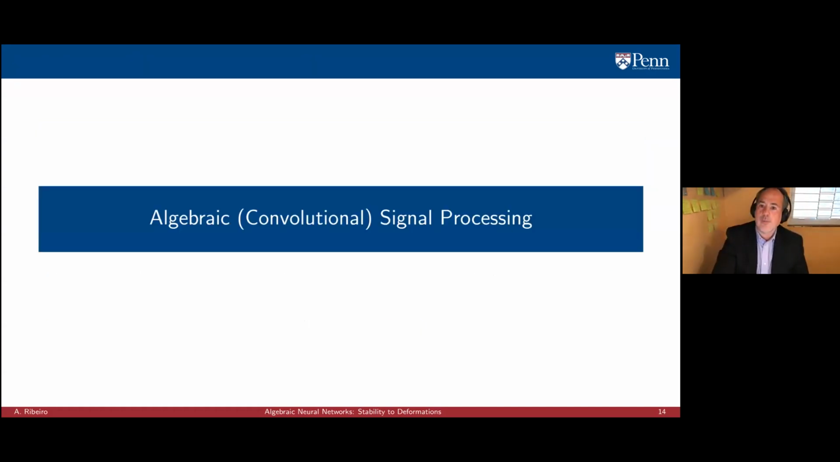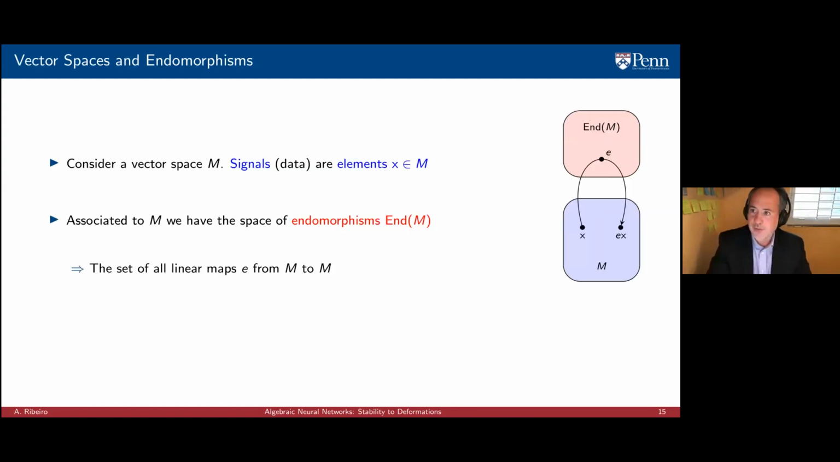Okay, let me now move on to introduce the notion of algebraic convolutional signal processing, which I will leverage to define algebraic convolutional neural networks. Now, this is quite basic. So if you have an understanding of algebra, I ask that you forgive me because I'm going to cover elementary details, but I think that they can be interesting to understand what is the idea behind convolutional processing.